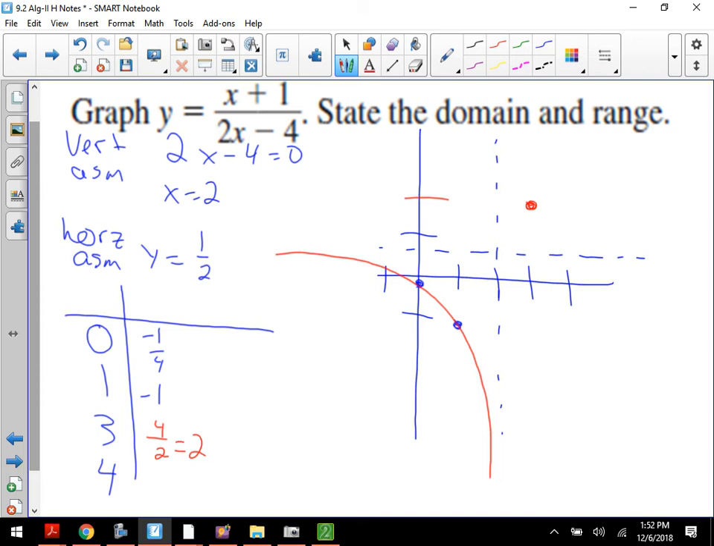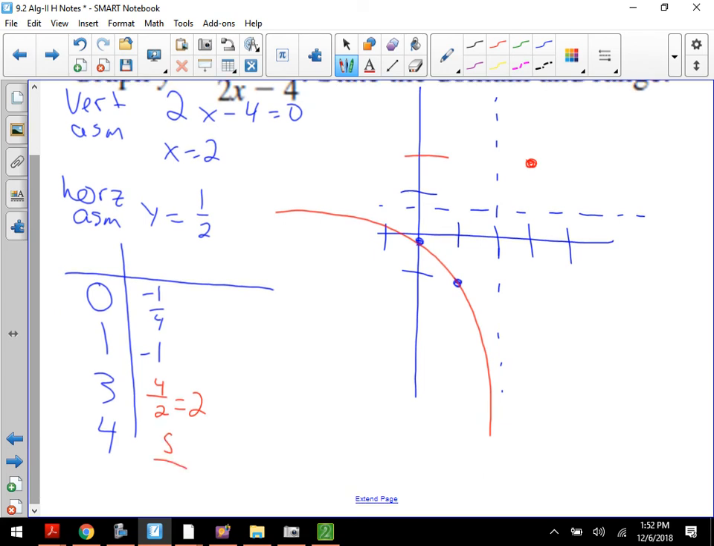You use 4. 4 plus 1 is 5. 2 times 5 is 10. 10 minus 4 is 6. So 5/6 when it's 4. Is that more or less than 1? Less than 1. So it's a smidge less than 1, which is fine. So here-ish.